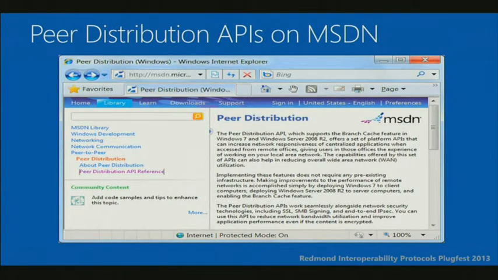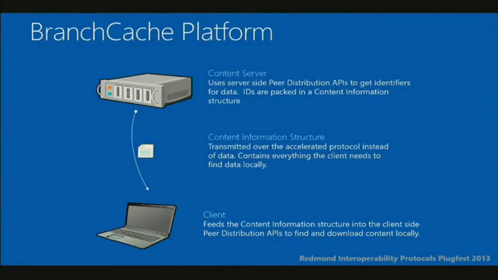BranchCache is exposed most availably to apps through a set of APIs that run on Windows that lets you break it down into a couple different roles. You have the server side, where you're going to feed content in and get out the set of identifiers. You have the content information structure, which contains the identifiers and has everything that the client needs to be able to perform the search locally.